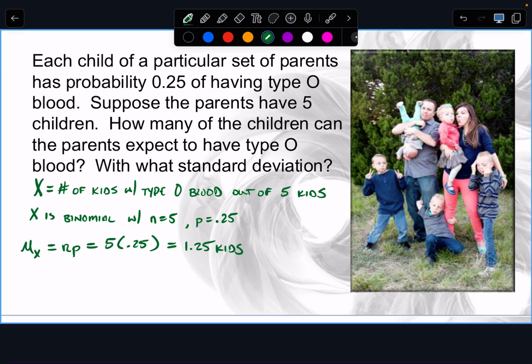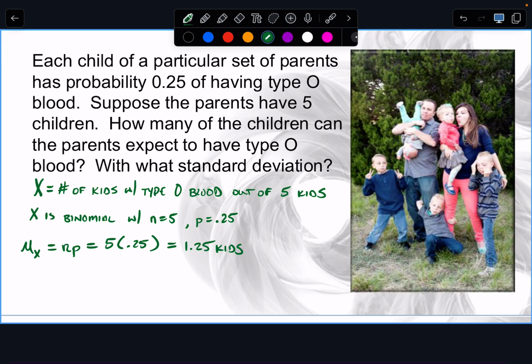Now, when we calculate these means, understand that we're talking about this specific family, but when we calculate this expected value, we're not saying that this particular family should expect 1.25 kids with type O blood. I can't have a kid with type O and then another kid with a quarter type O blood. So what we're calculating here is on average. If we looked at numerous families with this same setting, on average, these types of families should have 1.25 kids with type O blood. So over numerous trials, this is what we expect to see on average.